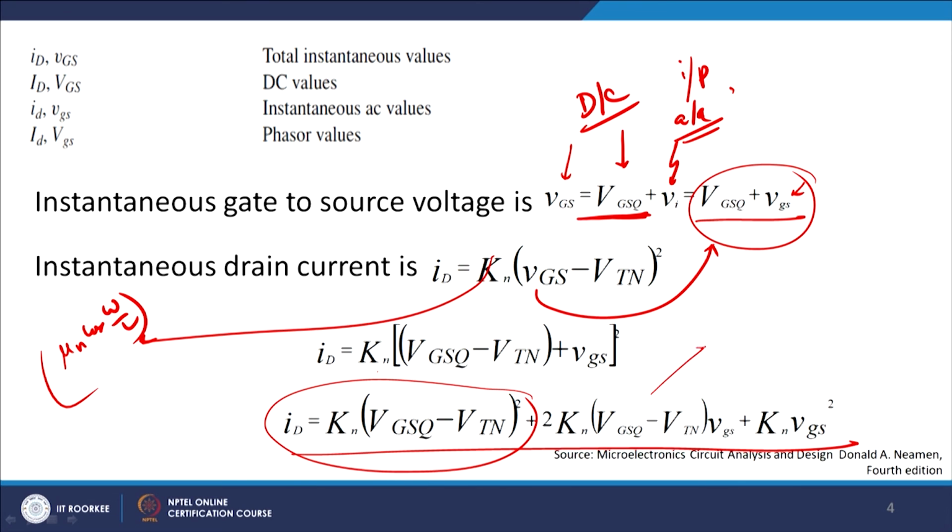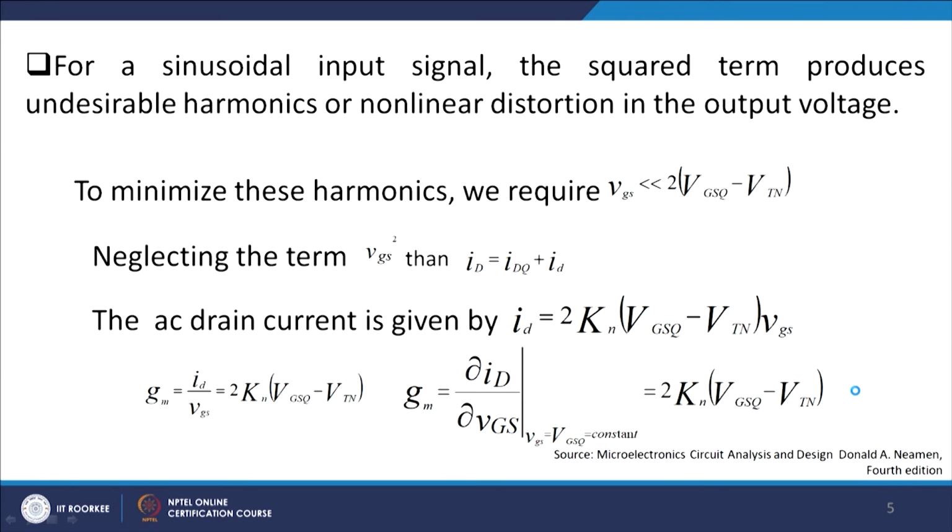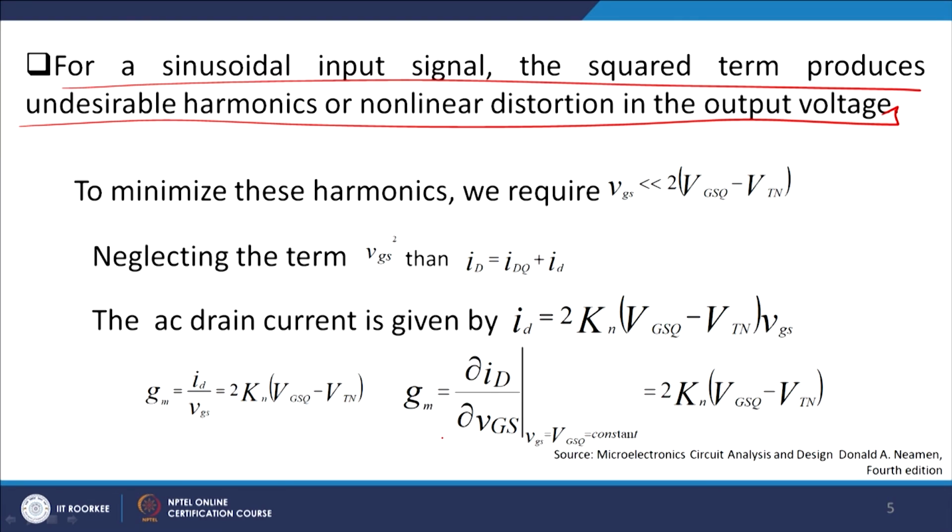This is also no problem because the current is a linear function of vgs. Where you have a problem is the last part, where the current is a parabolic function of vgs, which means that if VGS increases by delta vgs, the current will increase parabolically. So, there will be heavy non-linearity provided you have this component of the current, and that makes life difficult for the overall picture. For a sinusoidal input signal, the squared term produces undesirable harmonics or nonlinear distortion on the output side.